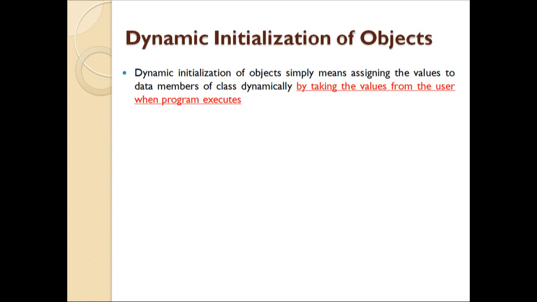So what we are doing is assigning the value at the execution of the program on the output screen. That is why the point is given here. Dynamic initialization of object simply means assigning values to the data members. Whatever data member we declare inside the class, if we want to assign the value at the address of that particular data member during the execution of the program, then there is a need of dynamic initialization of the object.